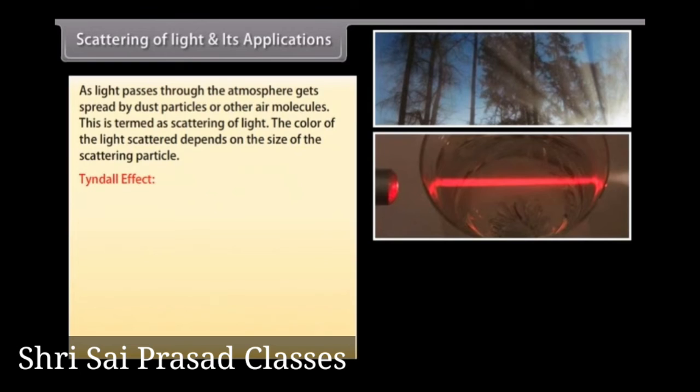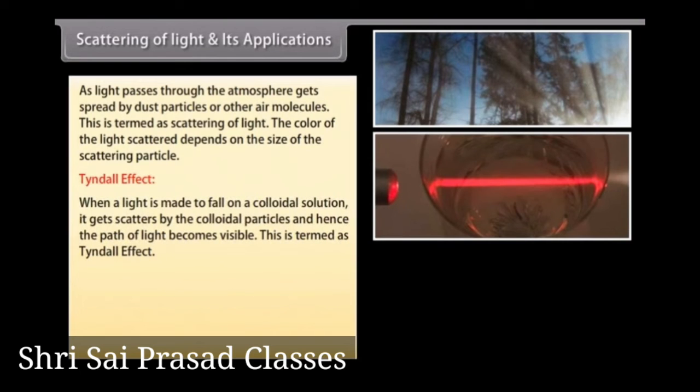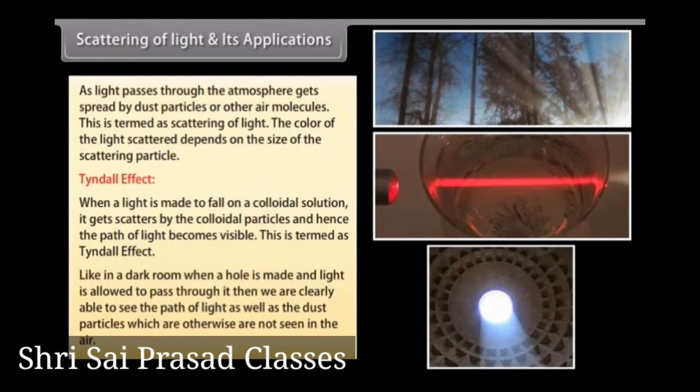Tyndall effect. When light is made to fall on a colloidal solution, it gets scattered by the colloidal particles, and hence the path of light becomes visible. This is termed as the Tyndall effect. Like in a dark room, when a hole is made and light is allowed to pass through it, then we are clearly able to see the path of light as well as the dust particles, which otherwise are not seen in the air.